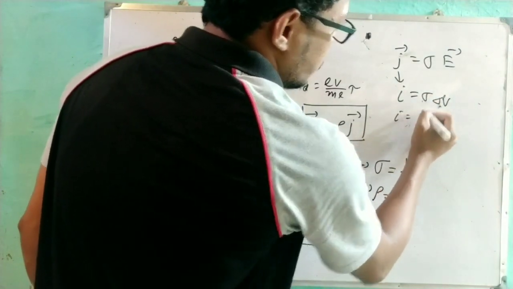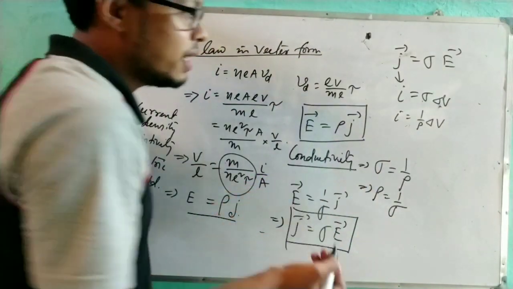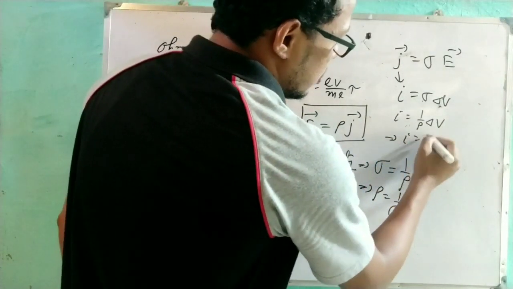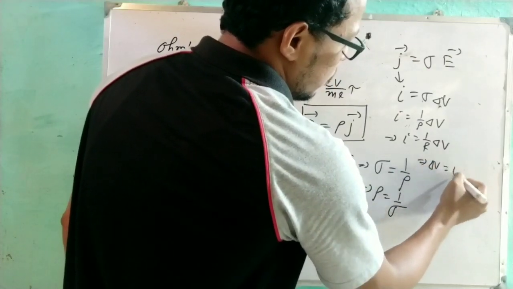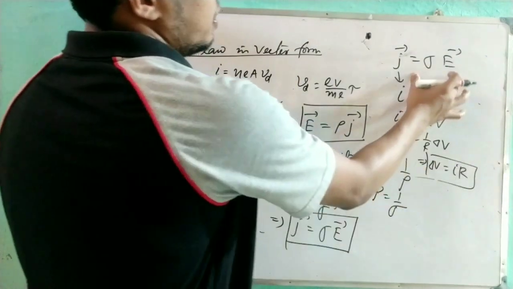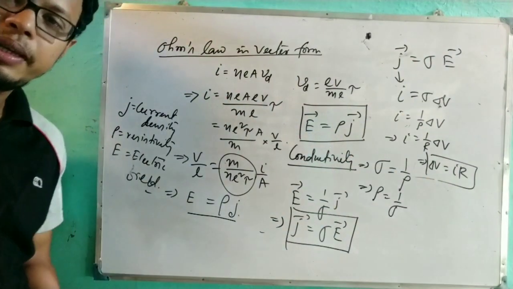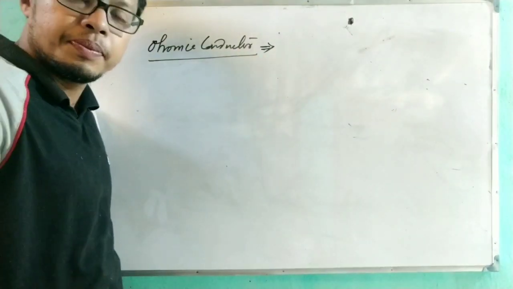Now, I equals sigma del V, where sigma equals 1 by rho. In place of rho, we can write R. So this is I equals 1 by R into del V. So here del V equals IR. See? So this is the scalar form and this is the vector form. Clear?